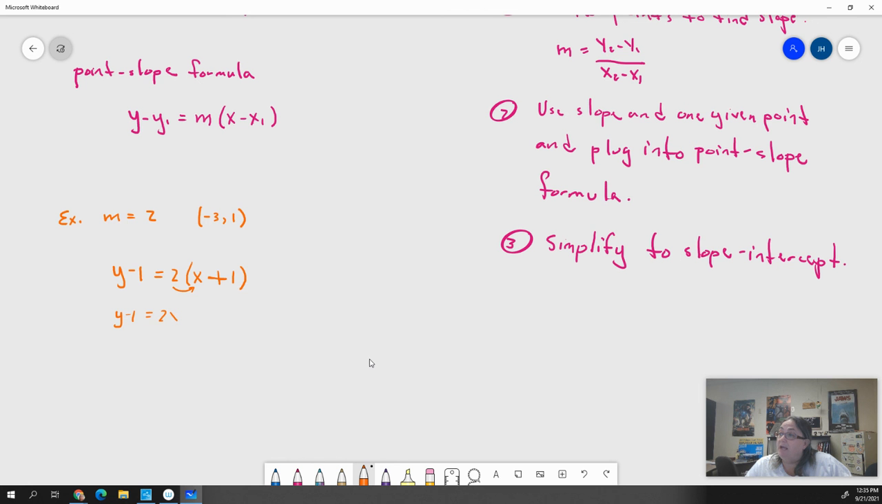2 times x is 2x. 2 times 1 is plus 2. I'm almost done, but I still have this negative 1 on the y, and we're trying to get that y all by itself. So we're going to go ahead and add 1 to both sides and then rewrite it as y equals 2x plus 3. This is the equation of a line with a slope of 2 that goes through the point negative 3, 1.